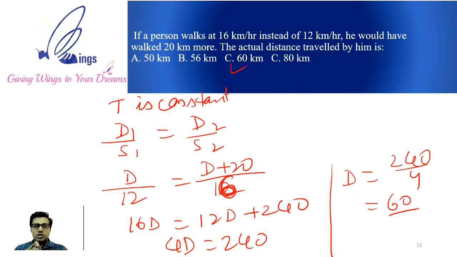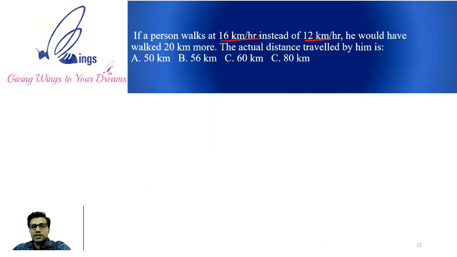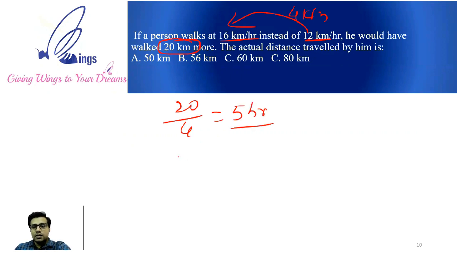But this problem could have been solved even without using this formula, just by understanding. Look at this once again. Normally the speed was 12, today the speed is 16. That means he is running with the extra speed of 4 km per hour. Because of this extra speed, he covers 20 km extra, which means how much time he must have traveled? 5 hours. So in that 5 hours, what is his normal travel distance?